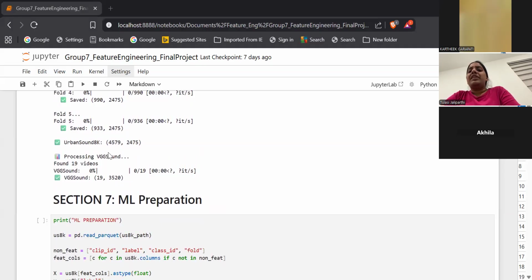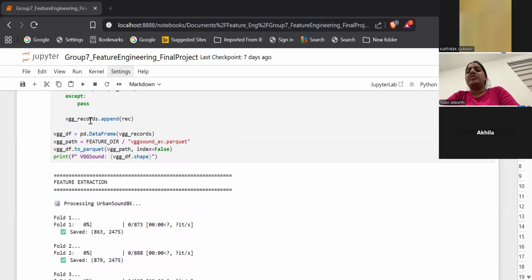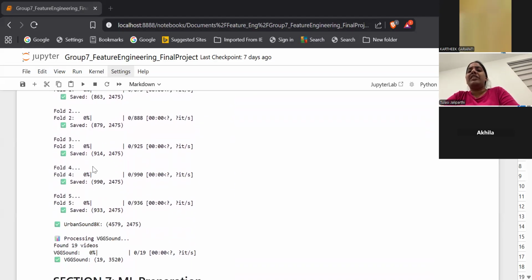Total time: 12 minutes for UrbanSound8K, 2 minutes for VGGSound. This verified pipeline forms our foundation. Feature engineering complete, over 3,500 features ready for analysis.